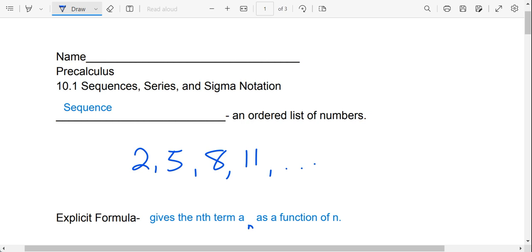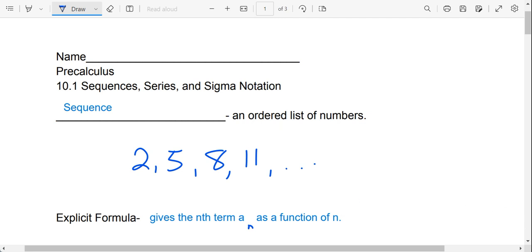So first part of this section is about sequences. And what's a sequence? An ordered list of numbers. I gave you an example here: 2, 5, 8, 11. We would call 2 the first term, 5 the second term, 8 the third term, and so on and so forth. I know it seems basic, but I need to say that in order for you to do some of the things in the future.